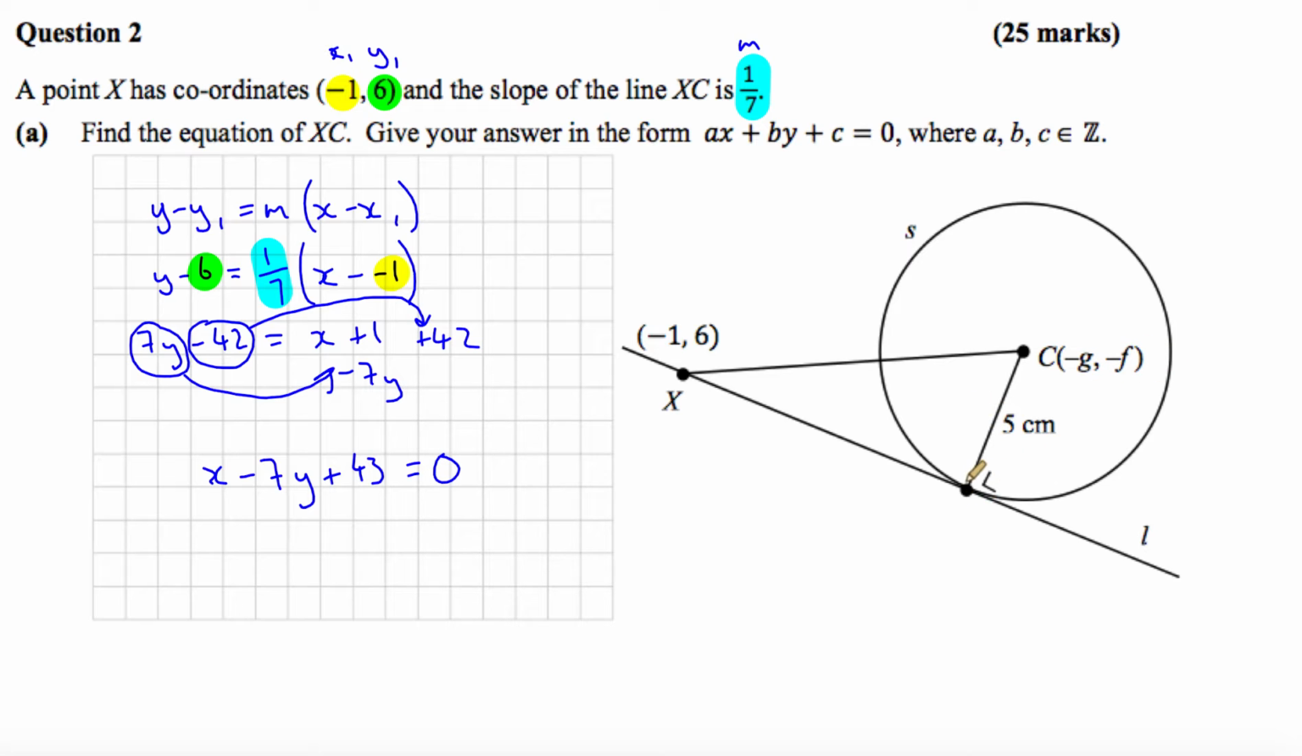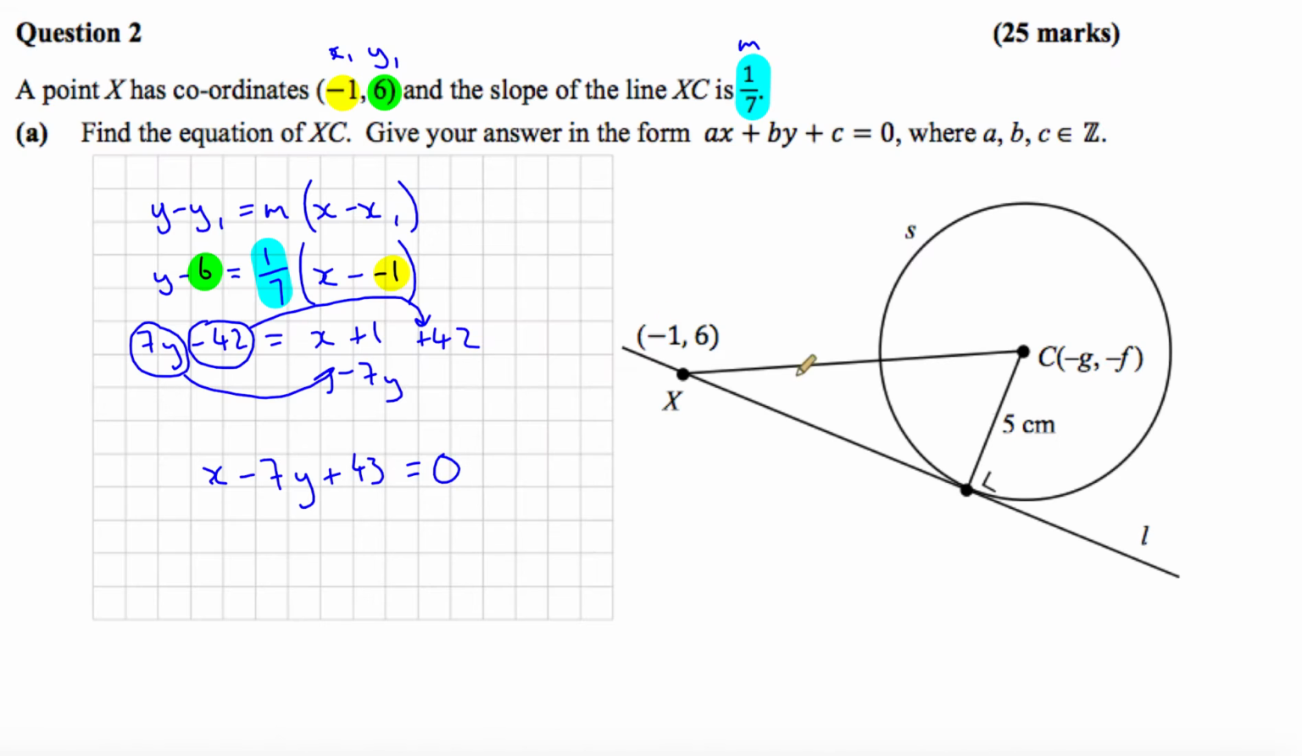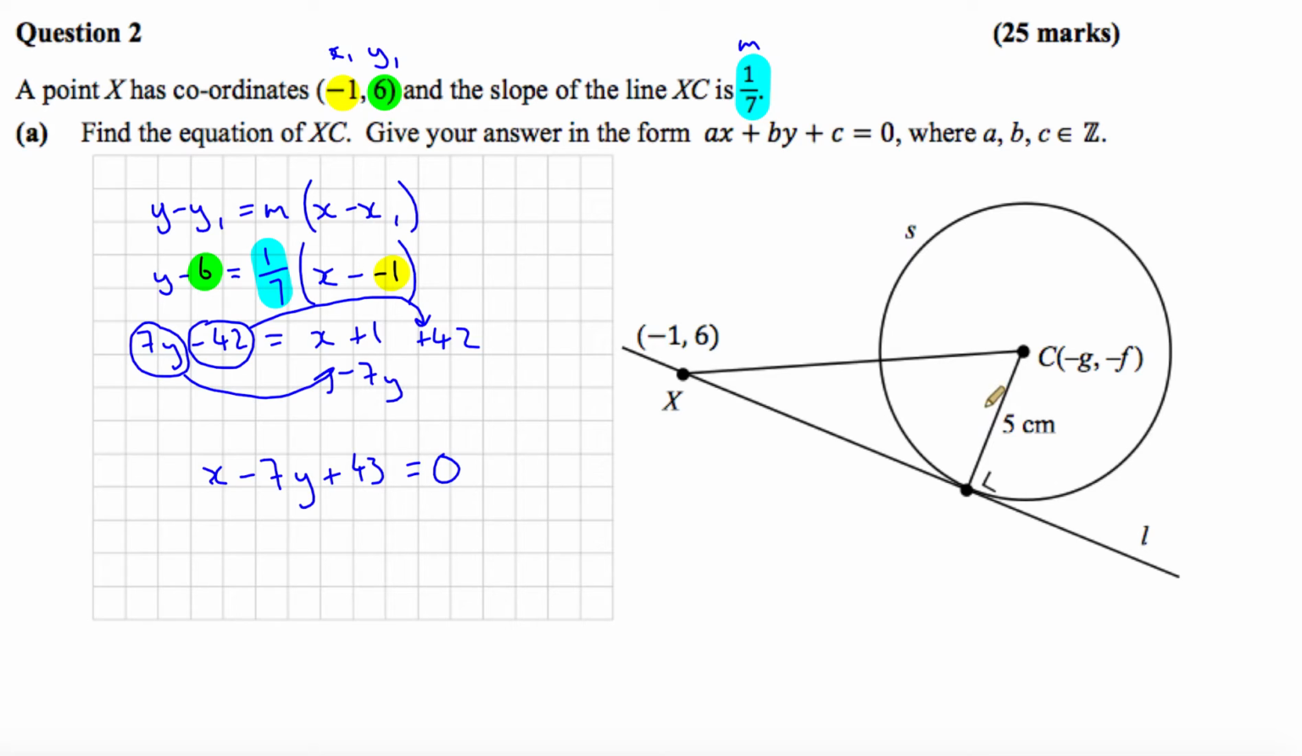So can we set up some equations with minus g and minus f involved? Well, because we know the distance from a point to this line here, there's a formula in your tables book for the distance from a point to a line, and it's this one down here. So because we know the distance from this point, the center, to the line is 5, we can set this equation up.